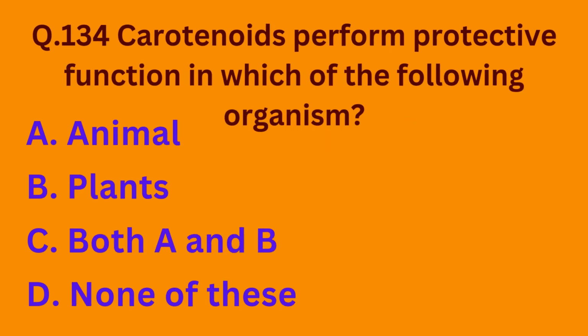Our next question is carotenoids perform protective function in which of the following organism? Option A, animal. Option B, plants. Option C, both A and B. And option D, none of these. The correct option is option C, both animal and plants.